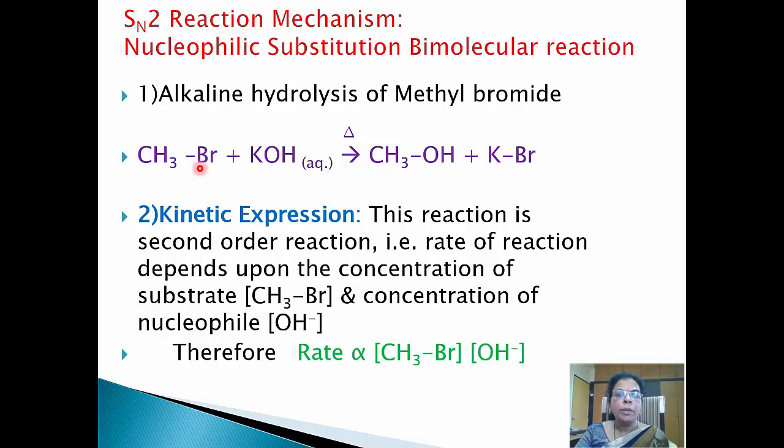Here Br is the leaving group and OH is the nucleophile. Kinetic expression for this reaction: this is a second order reaction, that is, the rate of reaction depends upon the concentration of the substrate, methyl bromide, and the concentration of the nucleophile, OH- ion. Therefore rate of reaction is directly proportional to the concentration of substrate, CH3Br, and the concentration of nucleophile, OH- ion.